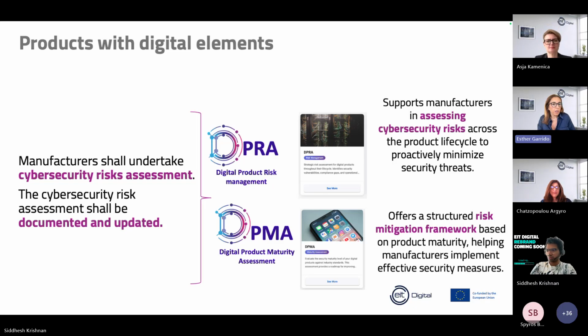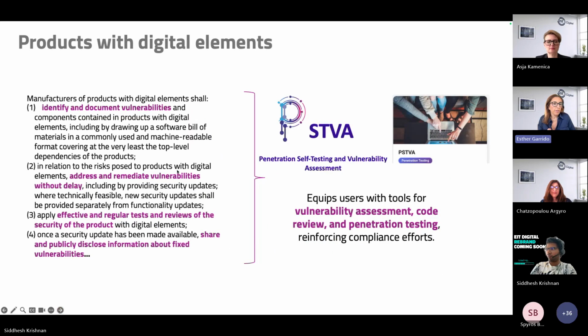In the next slide, we will see about different obligations of the manufacturers, like identify and document vulnerabilities, or address or remediate vulnerabilities without delay. They should apply effective and regular tests and reviews of the security of the product, or they should share and publicly disclose information about fixed vulnerabilities. And for that, we have a tool in Curion that equips users with vulnerability assessment, code review, and penetration testing.